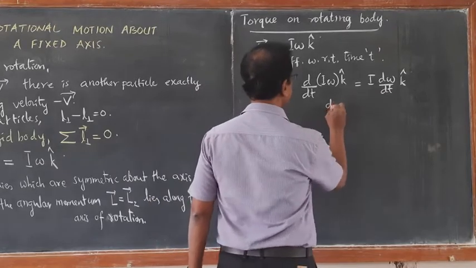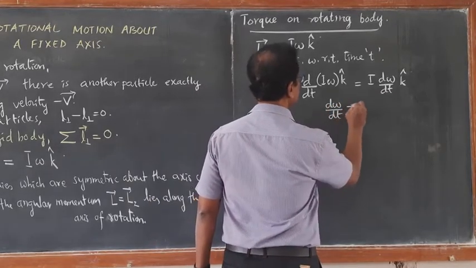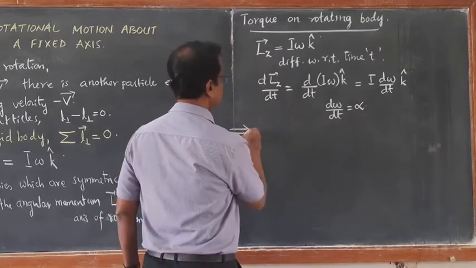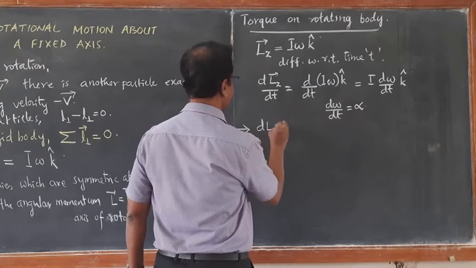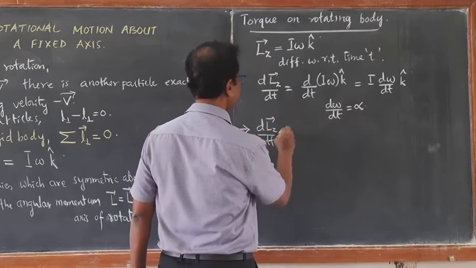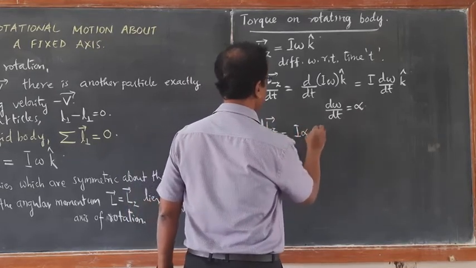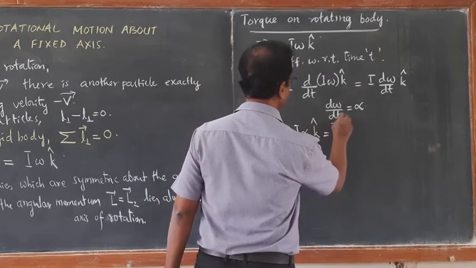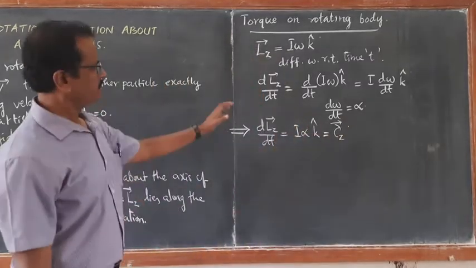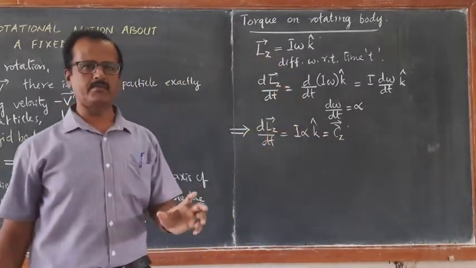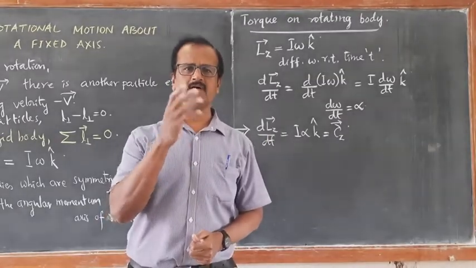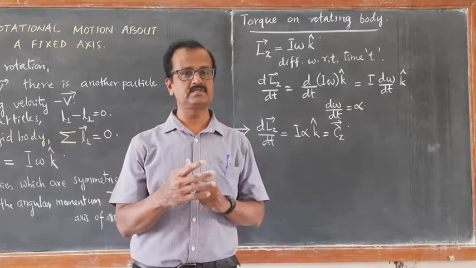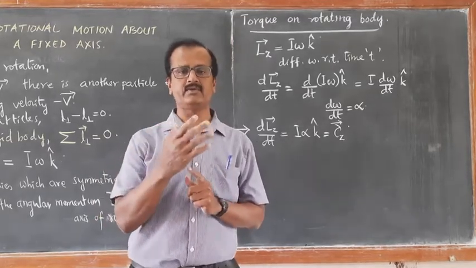d omega by dt is angular acceleration alpha. Therefore, this implies we can write dLz by dt as equal to I alpha k, which is giving us torque tau, which is also acting along the z axis. It means if there is an external torque acting on the body, it leads to a rate of change of angular velocity, which means an increase in the angular velocity.